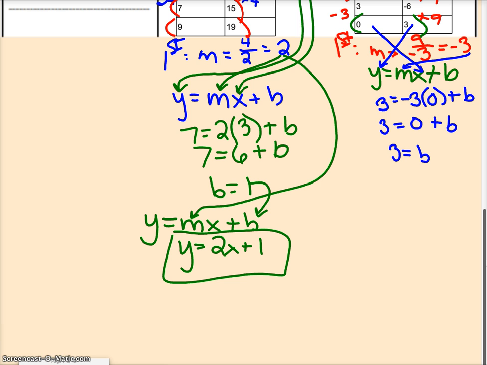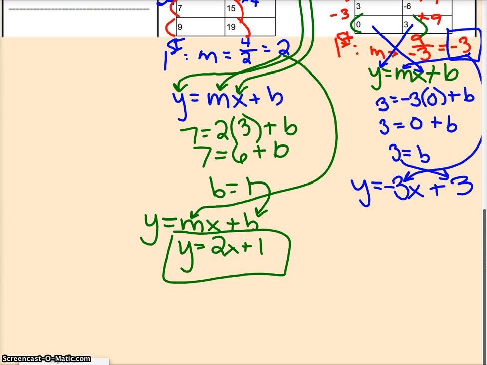Then you have to pull it all together. Y equals m. Where did I find it? Right here: negative 3 times x plus your b, which was 3. So our m came down, and we found our b.